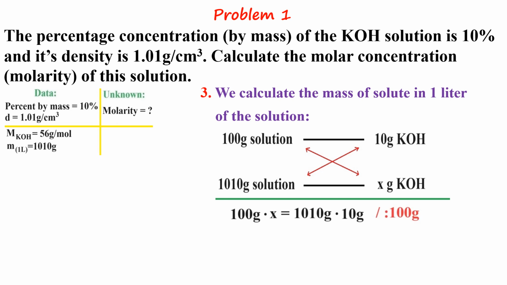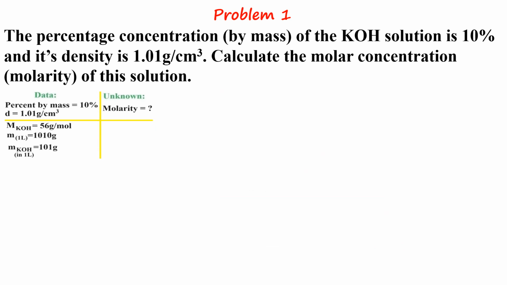100 grams times X equals 1010 grams times 10 grams. To solve for X, we need to divide both sides by 100 grams. So it follows that X equals 1010 grams times 10 grams over 100 grams. We see that grams and two zeros cancel out. So X equals 101 grams of solute. Now we know that in 1 liter of the solution is 101 grams of the solute. Let's write this value under the data in the problem.